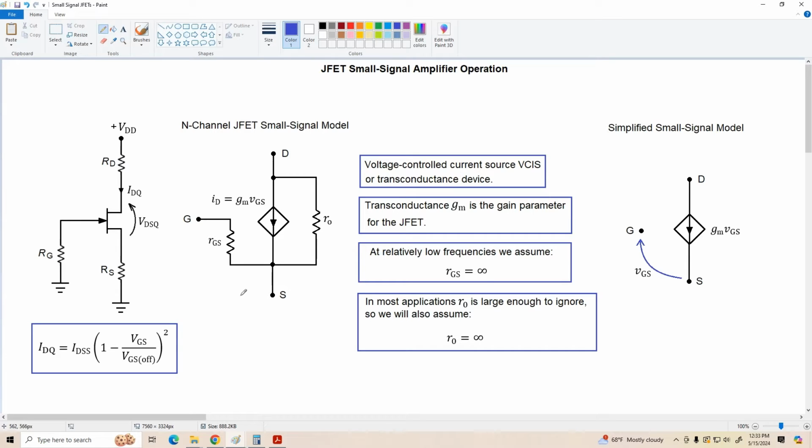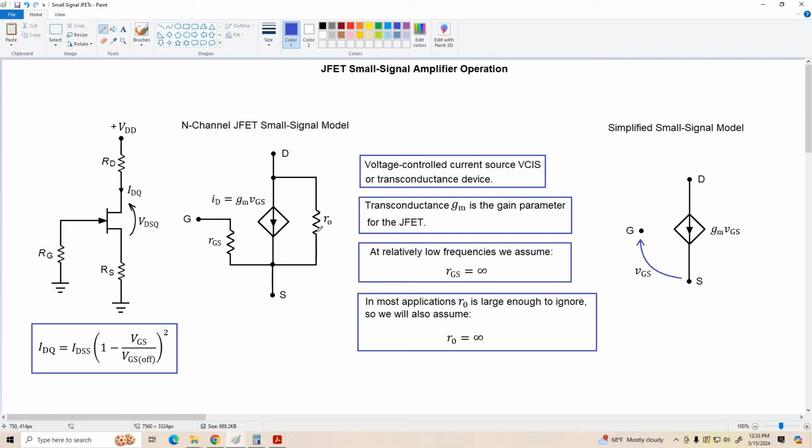This is a voltage controlled current source. The gate to source voltage controls the drain current, and the gain parameter that relates these two quantities is little g sub m, the transconductance of the FET. Now, looking into the gate terminal, we're going to see a resistance little r sub gs, and because this is essentially a reverse biased PN junction, r sub gs is going to be extremely large, typically on the order of 100 megohms or more. So we're usually just going to consider this to be infinite.